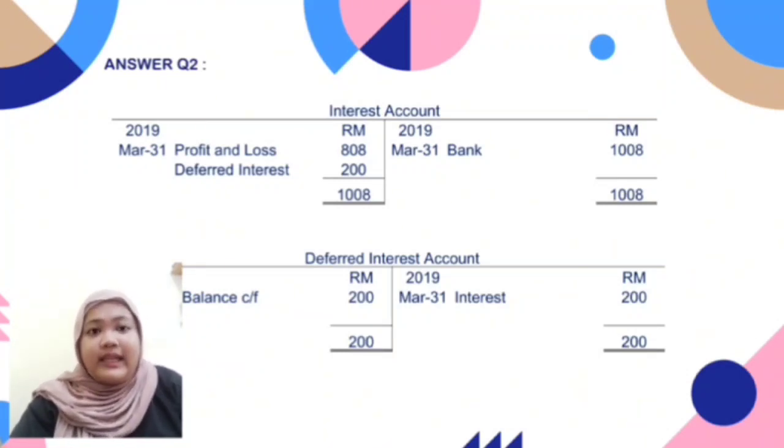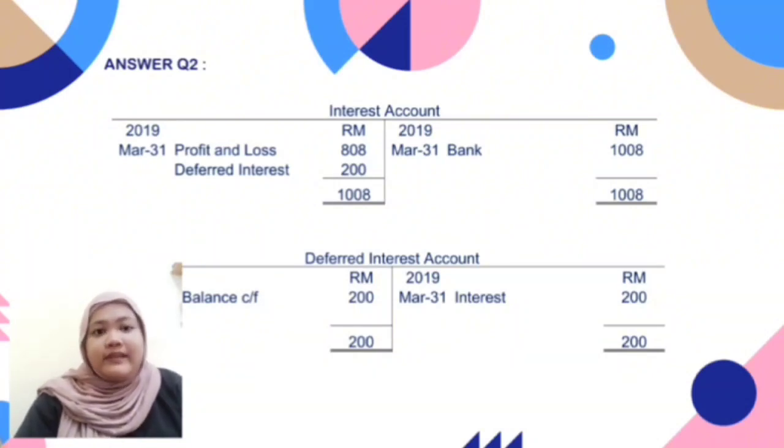The last one, the deferred interest account. For this account, we have to credit interest 200. Why? Because the deferred interest account is under our current liability. So when our liability increases, we will put it on the credit side. We balance it off. The balancing figure is 200. We post it to the financial position statement.